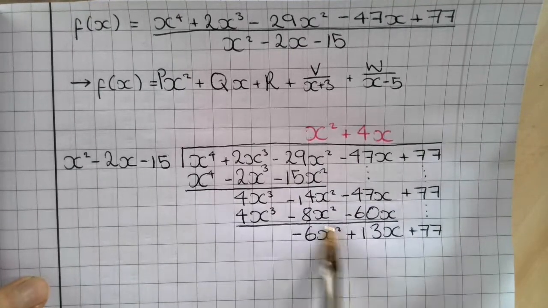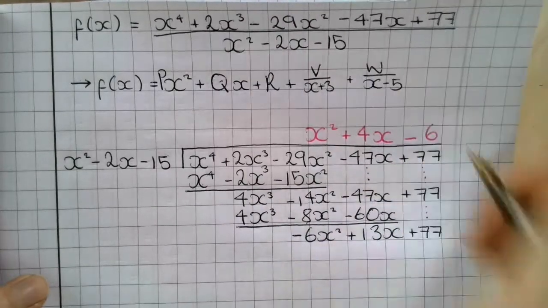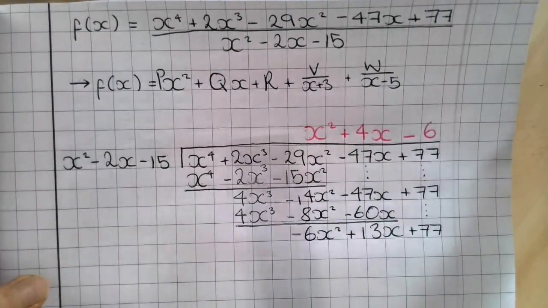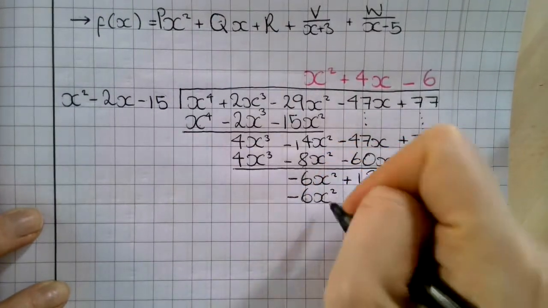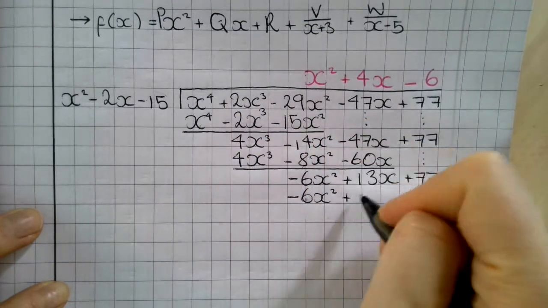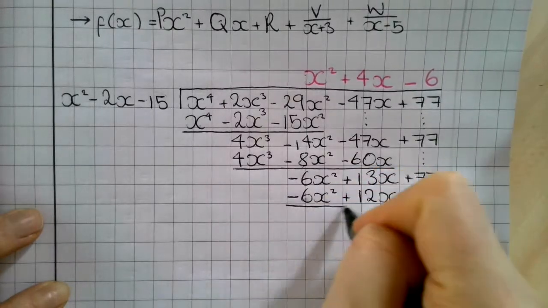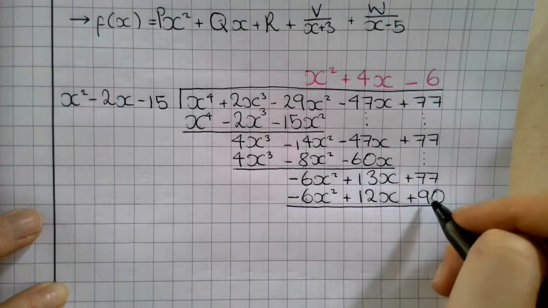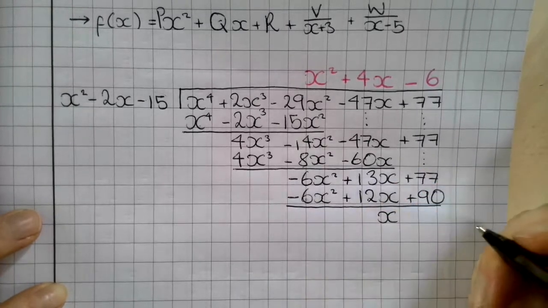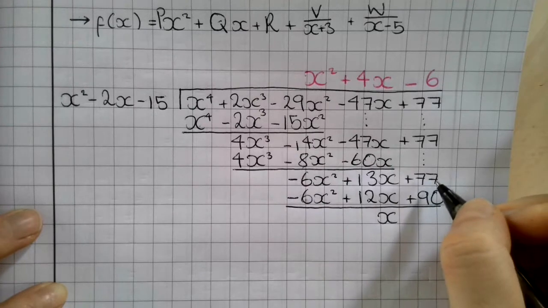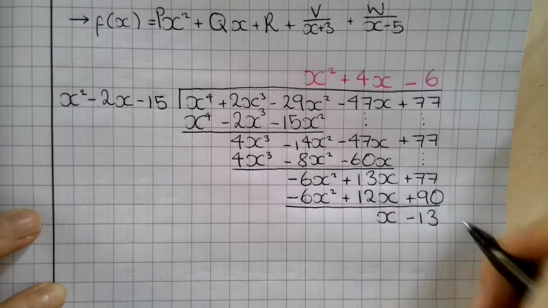I'm now going to divide negative 6x squared by x squared, and I get negative 6. Then multiplying this expression by negative 6, I get negative 6x squared plus 12x plus 90. 13x subtract 12x, that is x. Obviously the negative 6x squared cancel. 77 subtract 90, that is negative 13.